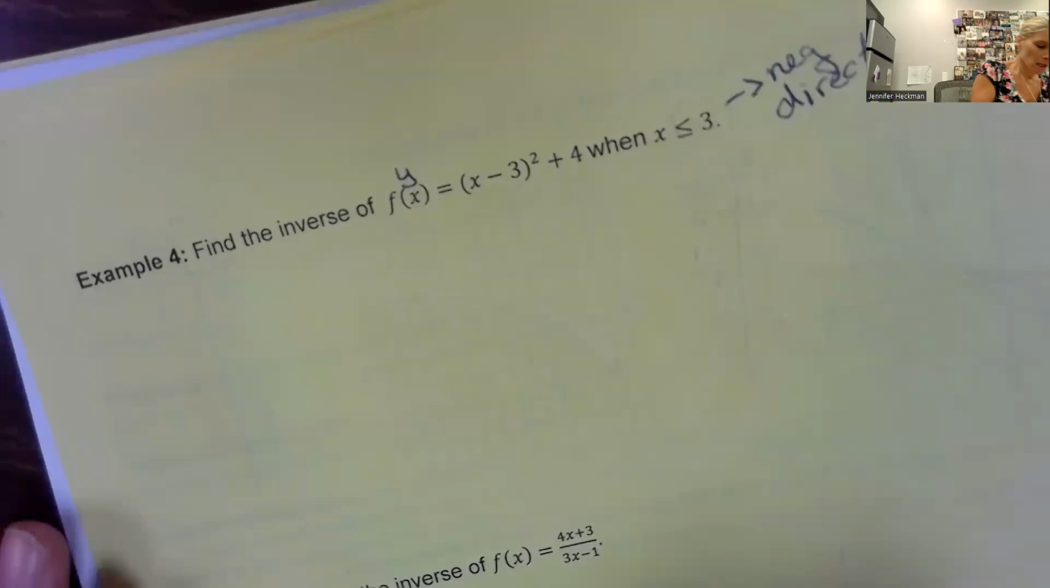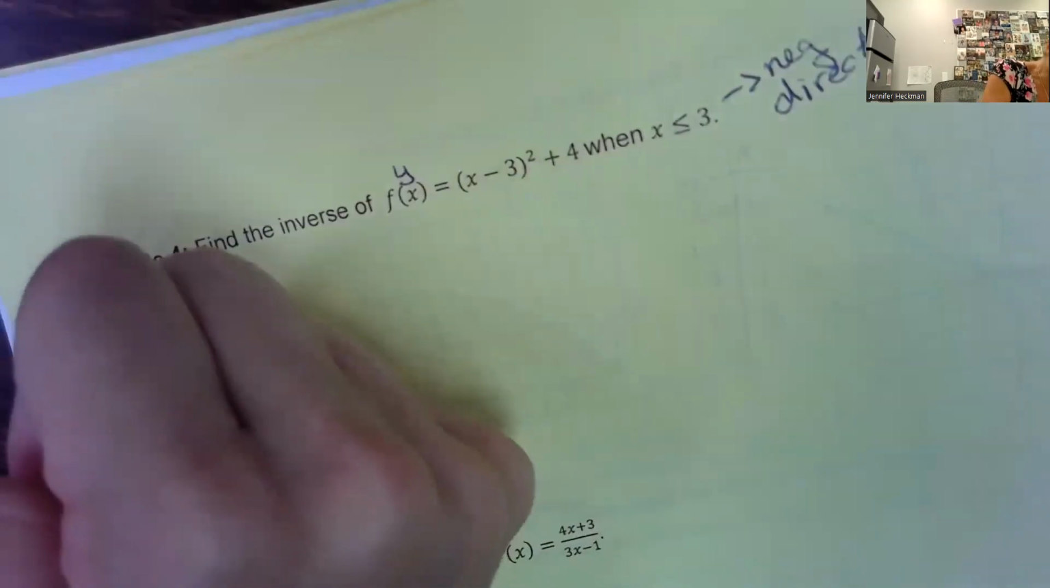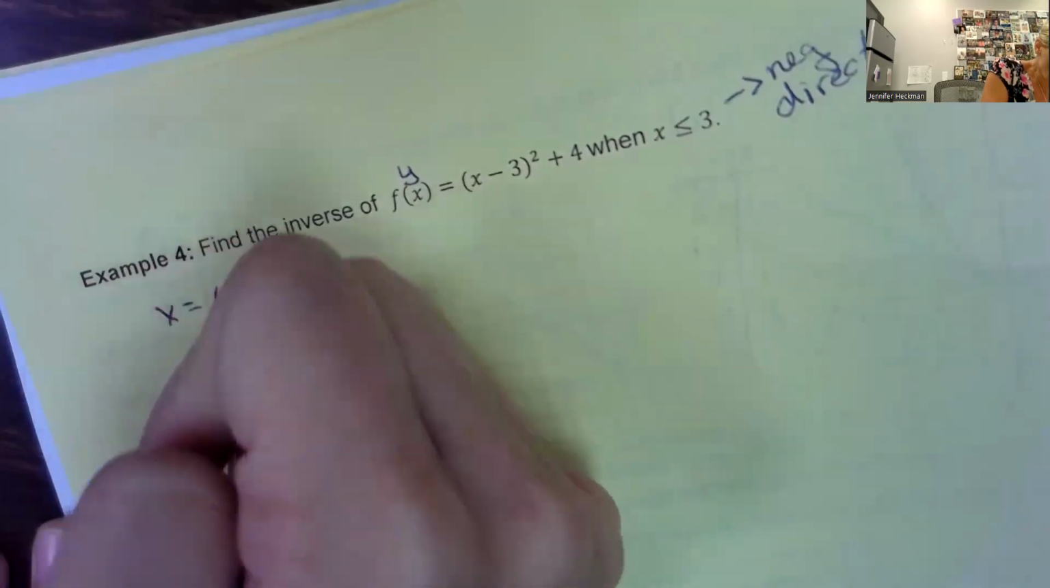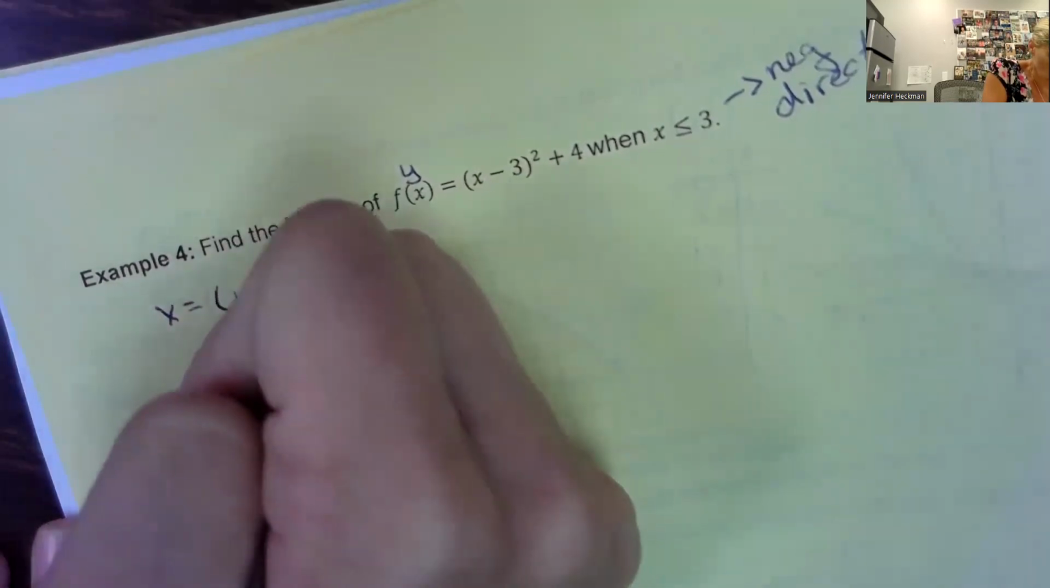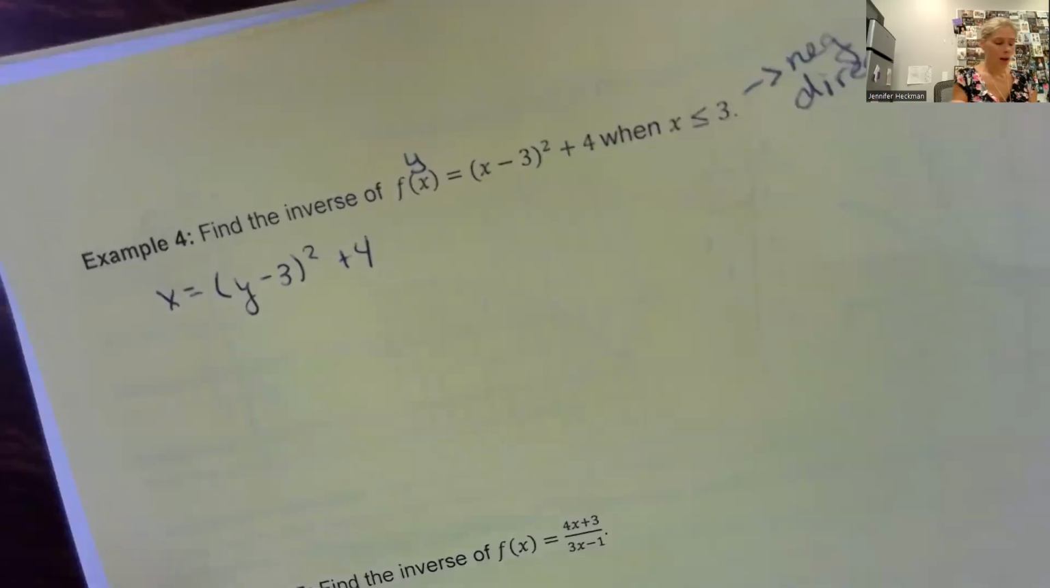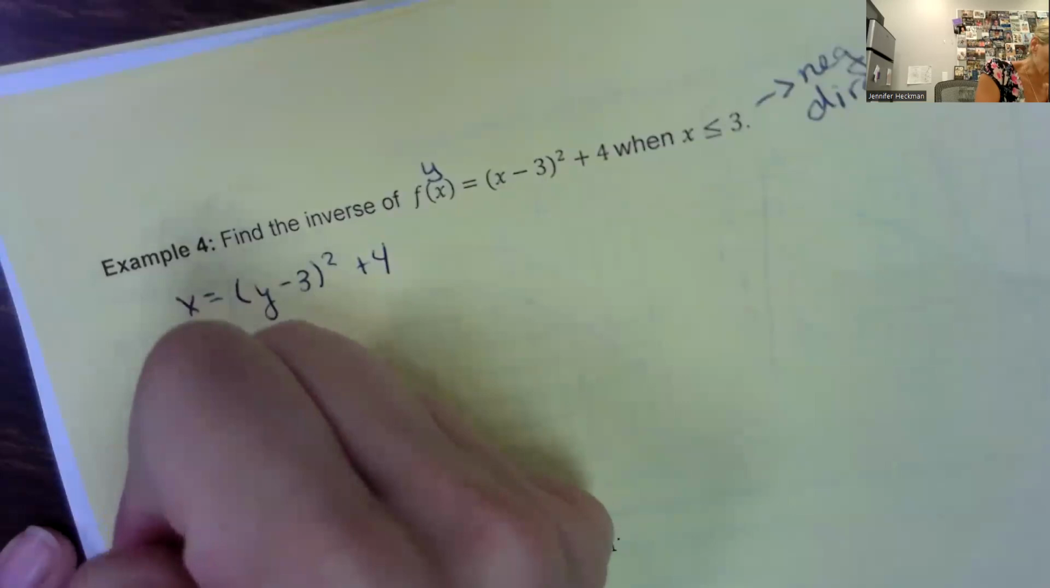Okay, let's change this. This is y. Okay. So we're going to switch this over. So we get x equals parentheses y minus 3 squared plus 4. Okay, let's get y by itself. First thing we're going to do is subtract 4.